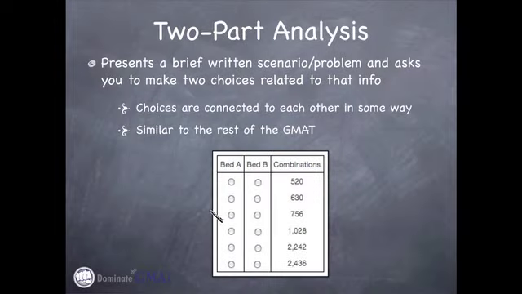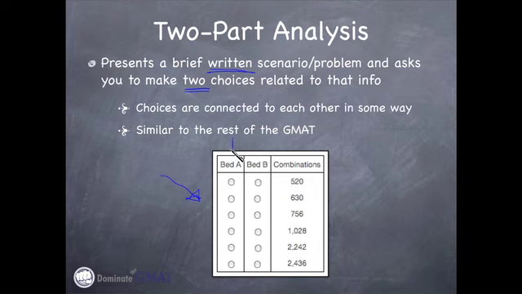A little bit about two-part analysis. Two-part analysis questions are going to present you with a brief written scenario, again integrating verbal with quantitative. So you're going to have a written scenario that's going to ask you to make two choices related to that information. And so you see here a picture of what these two-part analysis questions are going to look like.